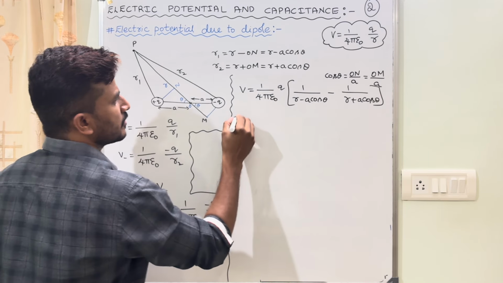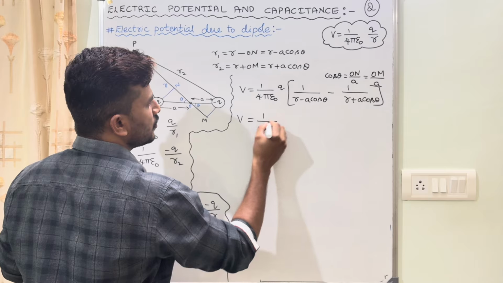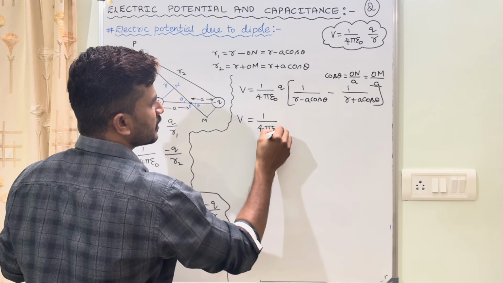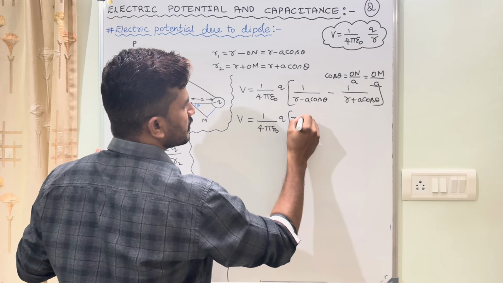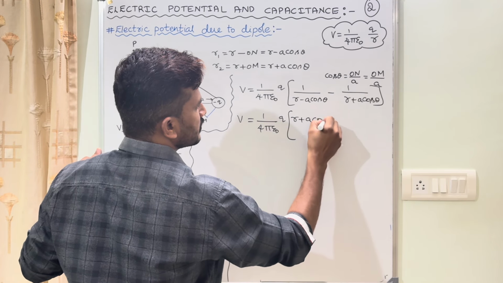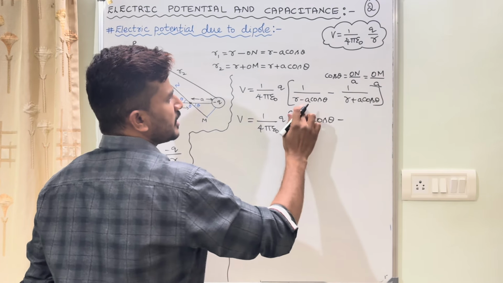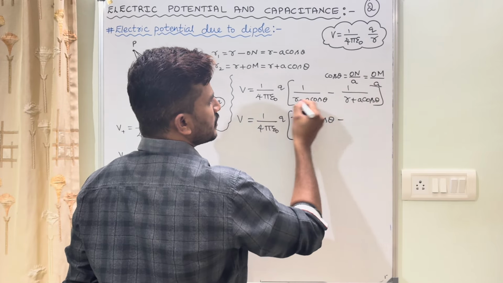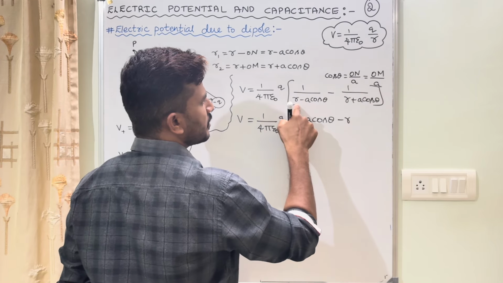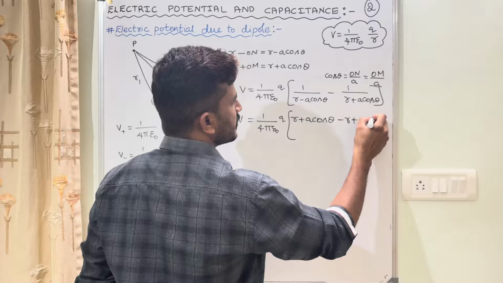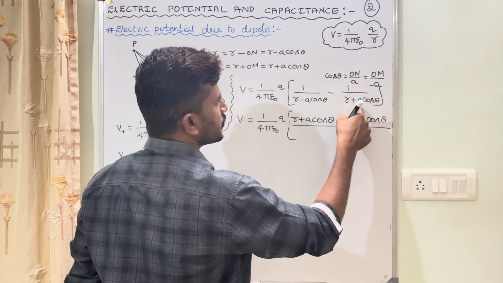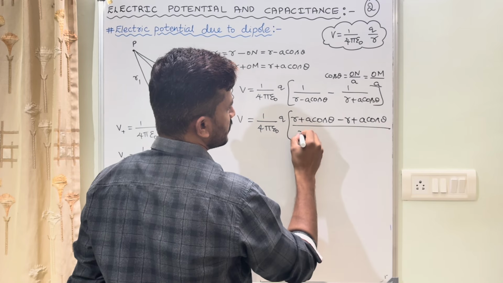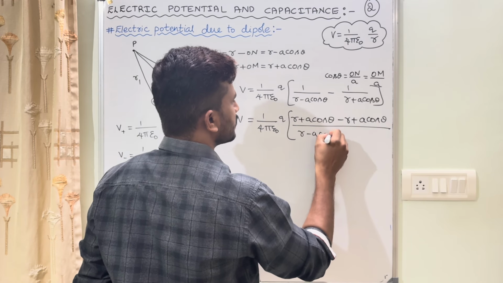R plus a cos theta. So simplify this further: 1 over 4 pi epsilon naught into q, r plus a cos theta this side, minus r minus a cos theta this side. So minus into r minus r, minus into minus plus a cos theta, divided by this one into this one, r minus a cos theta into r plus a cos theta.